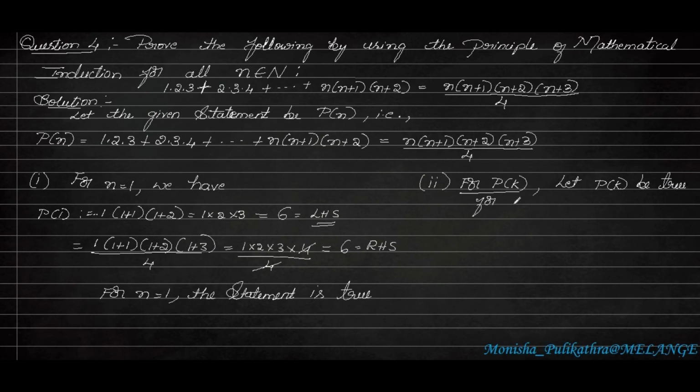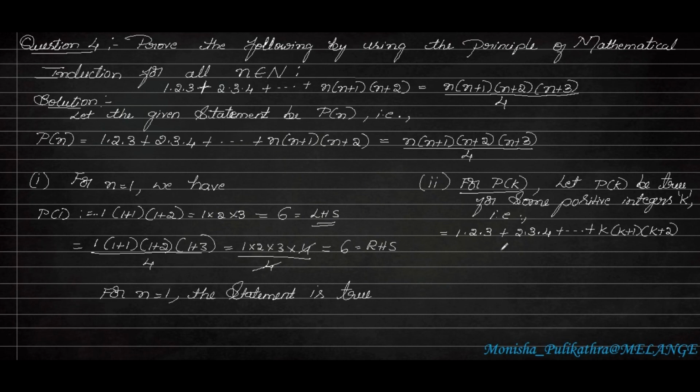for some positive integer k, that is, 1 into 2 into 3 plus 2 into 3 into 4 plus etc. Here it is k into k plus 1 into k plus 2. Wherever n is there, we have to substitute k. So k into k plus 1 into k plus 2.